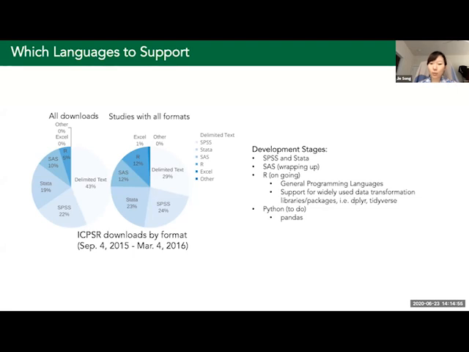So to be able to support widely used data transformations, we limit our support scope to dplyr and tidyverse packages. And the next step is to support Python. Similar to R, we decided to make it available for the pandas package, also widely used for data transformations.